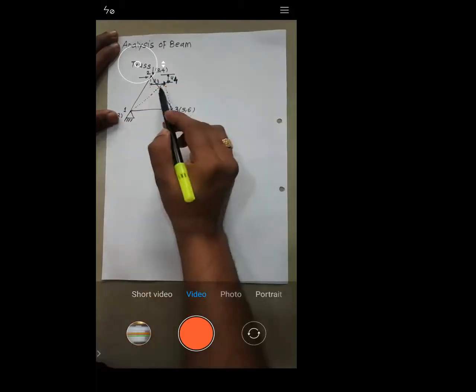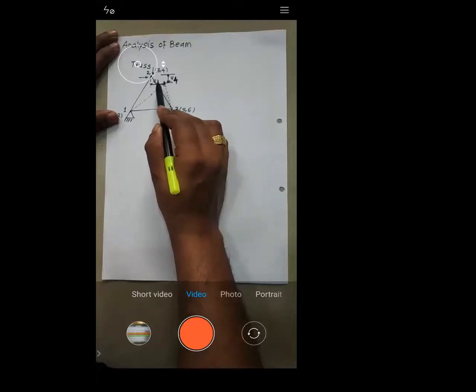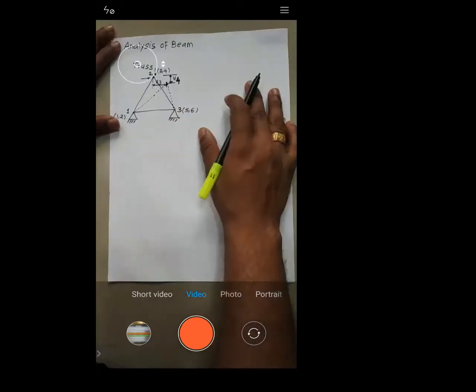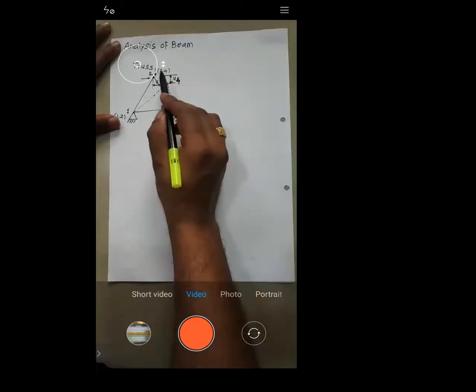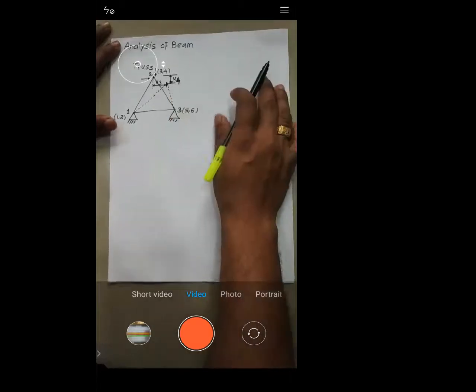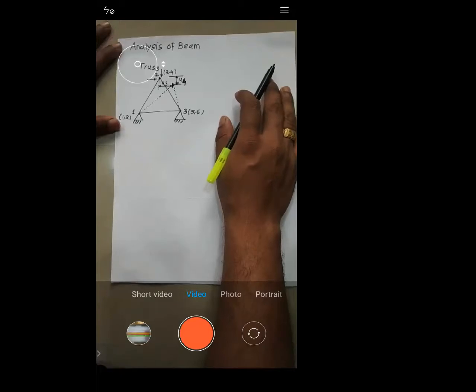Is it okay or not? This is the displacement at node 2 in X direction, and this is the displacement of node 2 in Y direction. Displacement of node 2 in X direction is U3. Displacement of node 2 in Y direction is U4. Is it okay with this diagram? Let me know. Yes, sir.